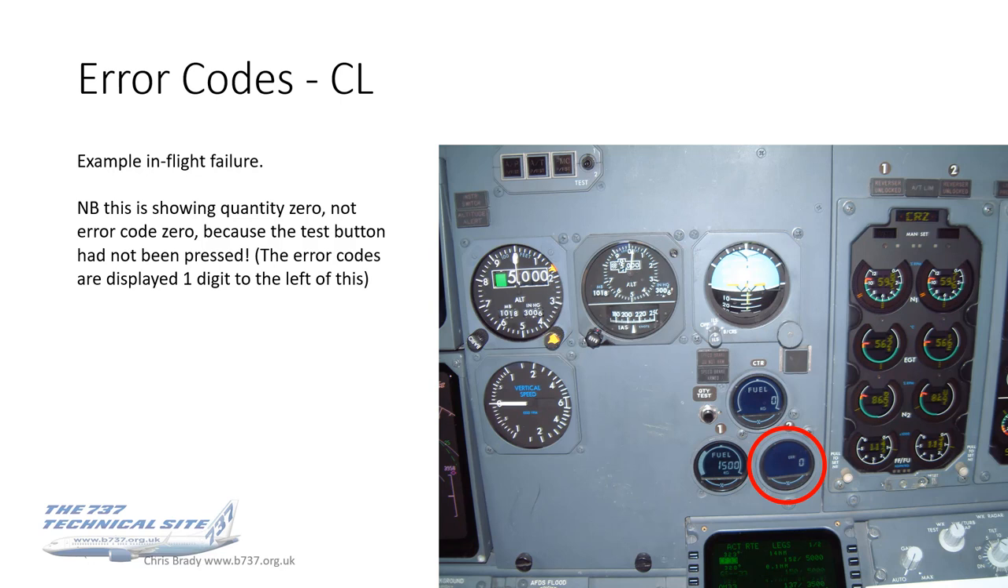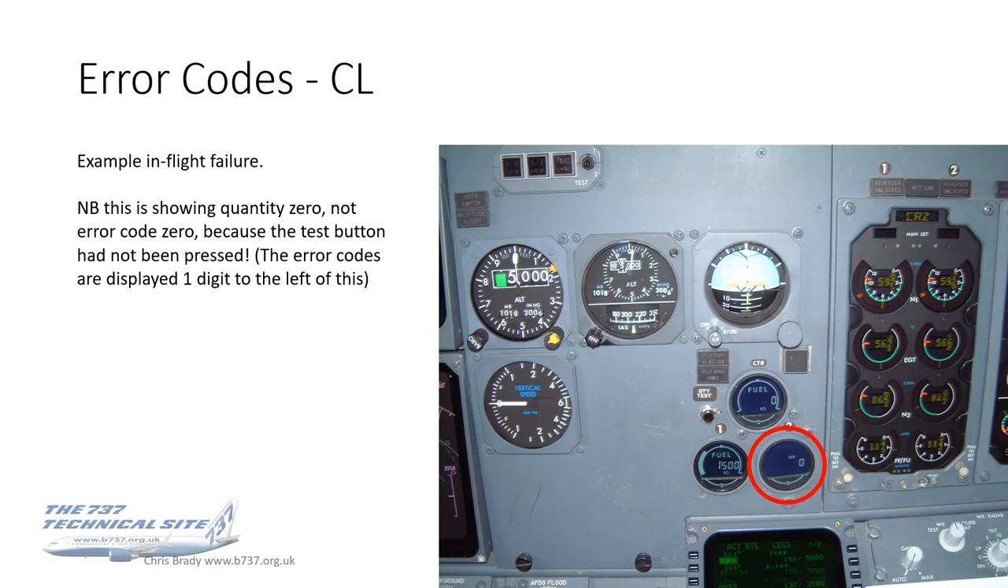This one is an in-flight failure I had, and confusingly, whilst that might look like error code 0, it's not error code 0. That's just saying there's an error. And because the error is so great, I'm not going to tell you what the fuel quantity is in that tank, so I'm only going to display 0. Really, if I was designing that gauge, I would show dashes rather than a 0, just to let you know that it wasn't error code 0.